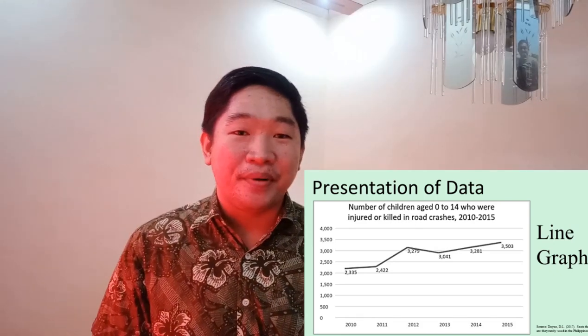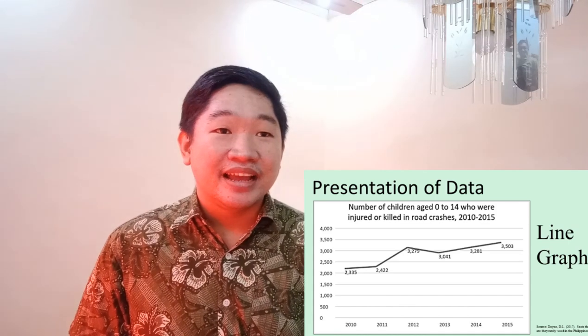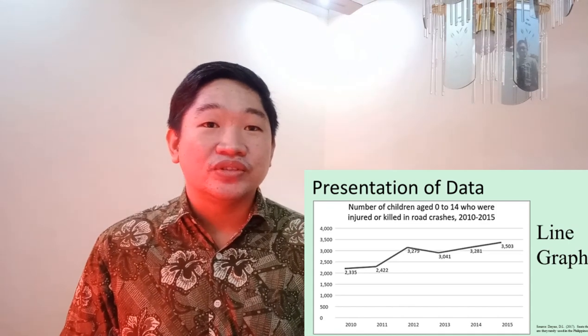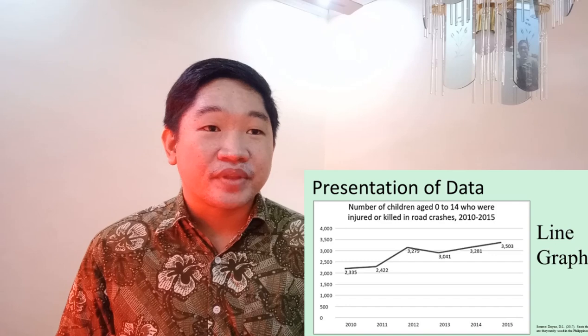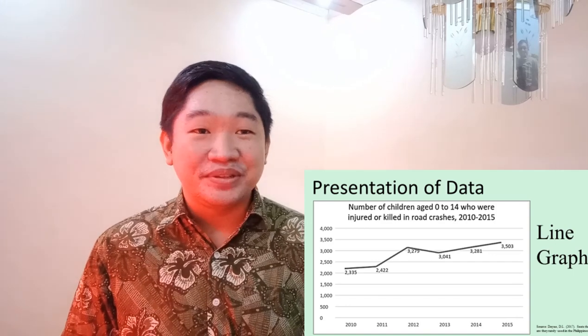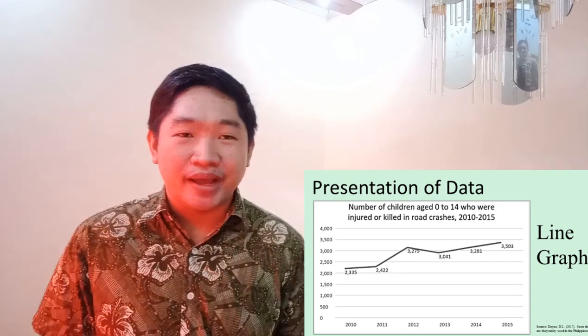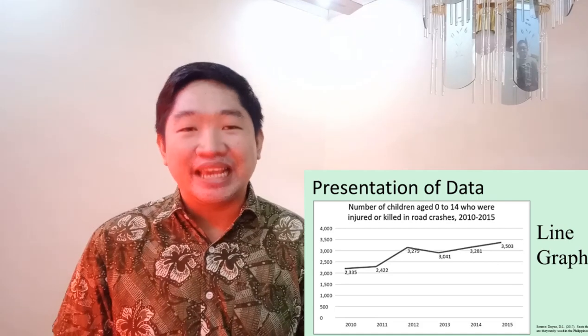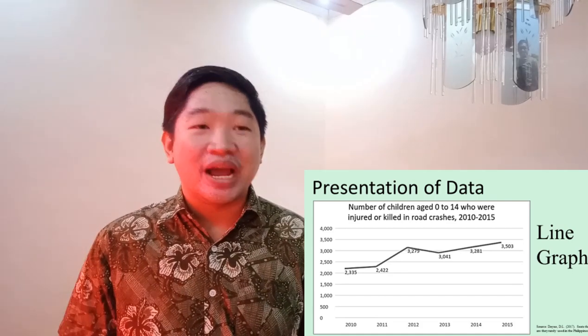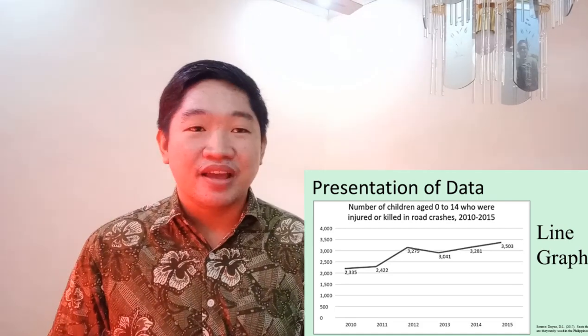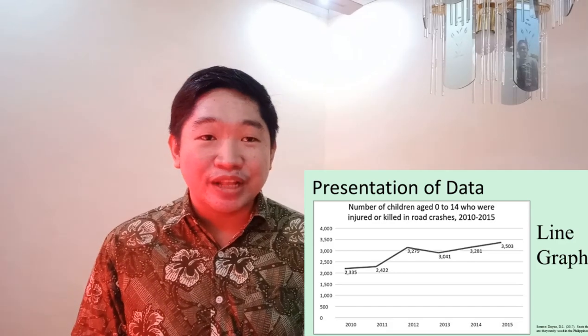In this example, the line goes up, meaning to say more children are injured or killed in road crashes over the past years from 2010 to 2015. I do not like that, but that's how the graph works.